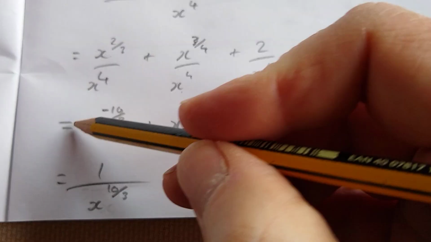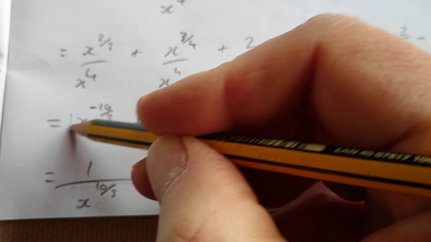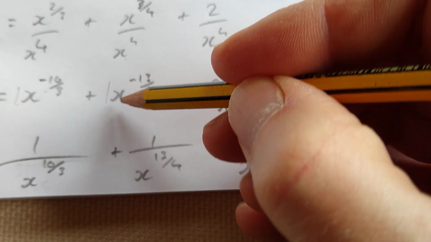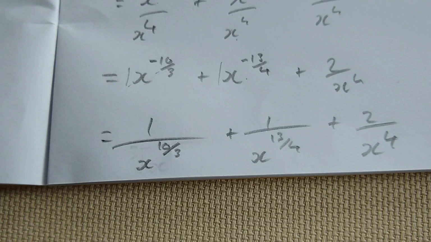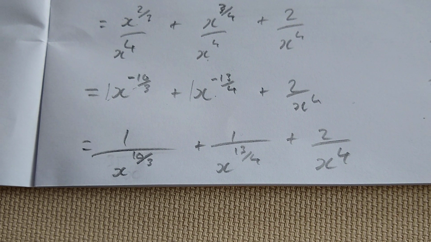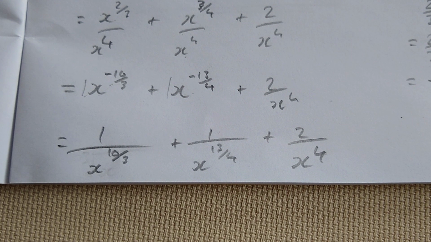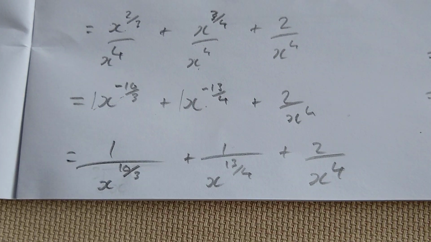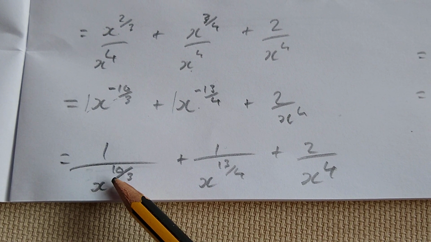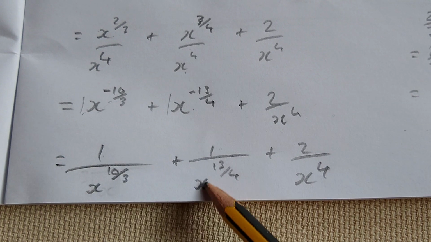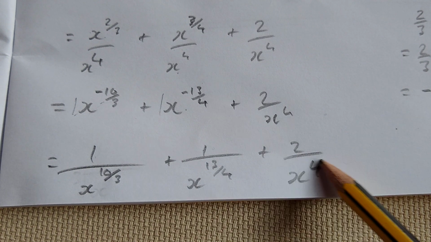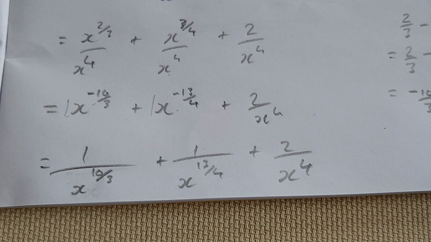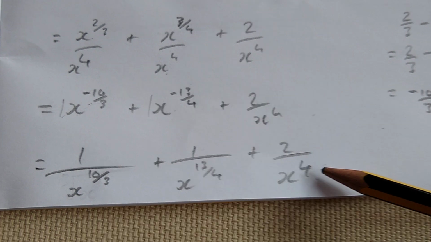Just remember, what have we got here? We've really got one of these, and one of these as well. So it becomes 1 over x to the 10/3 plus 1 over x to the 13/4 plus 2 over x to the 4. Now, I've not checked the answer in the back, but it might say x to the negative 10/3 plus x to the negative 13/4 plus 2x to the negative 4. If it does, this answer is totally acceptable.